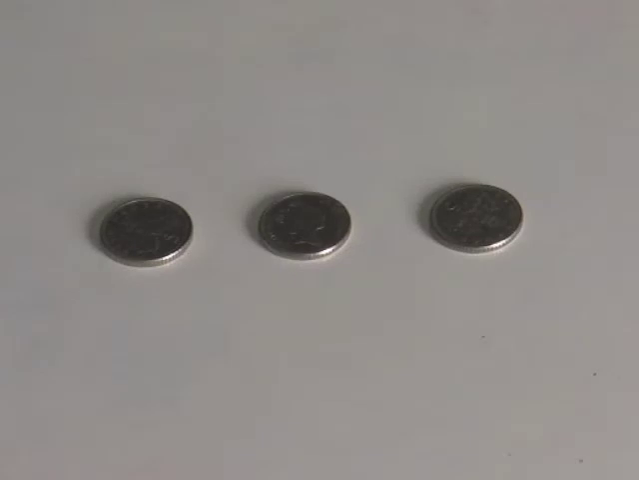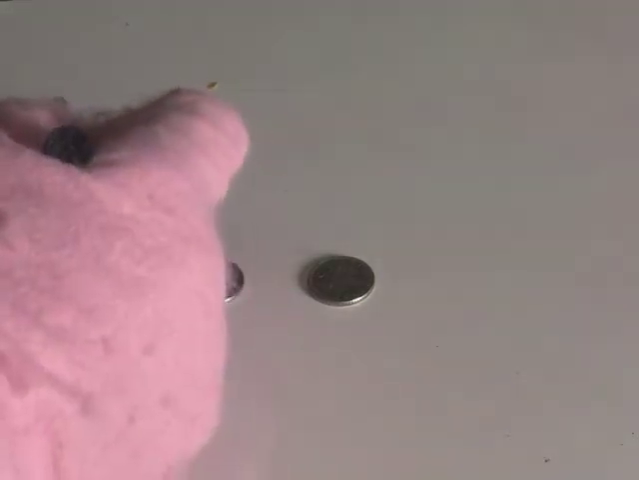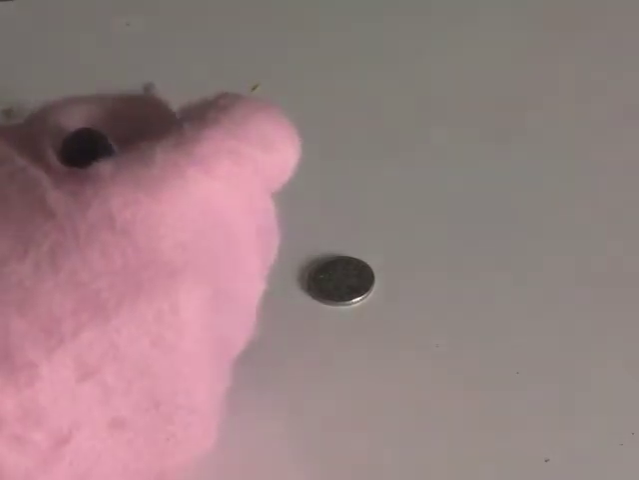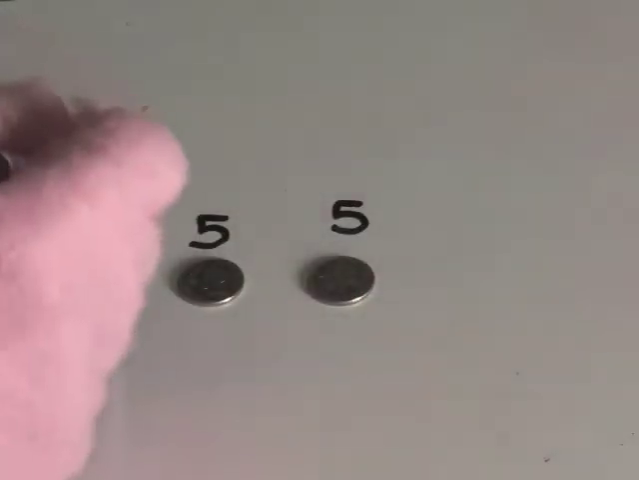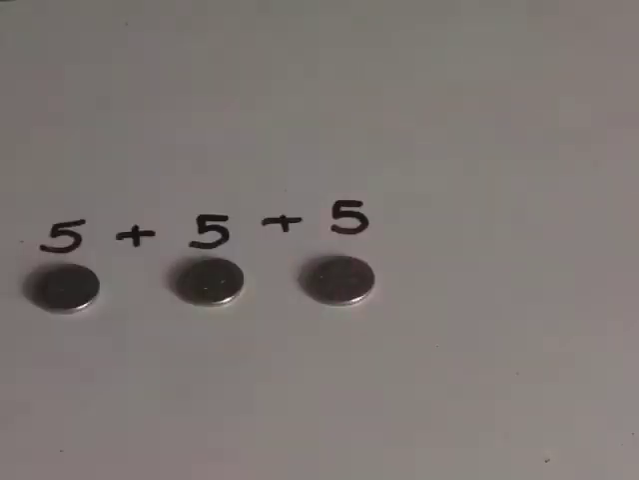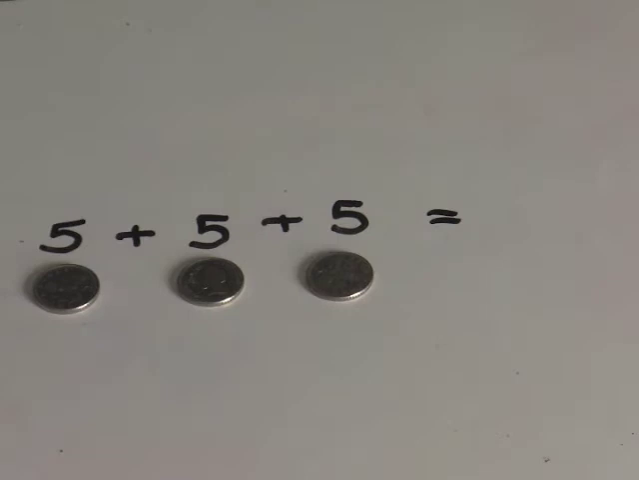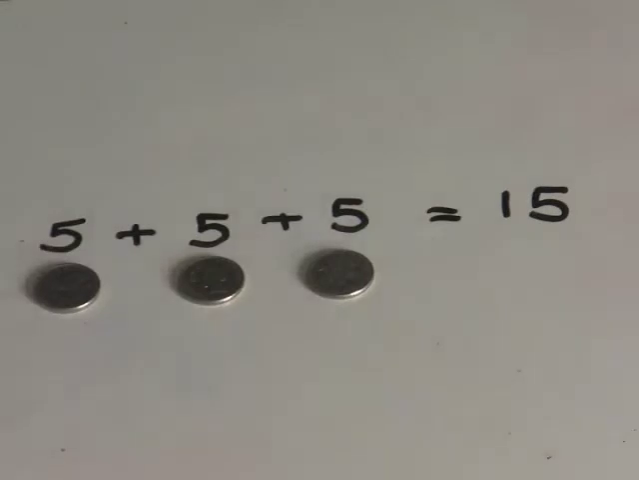Here I have 3 5p coins. So how many do I have all together? 5 and another 5 and then another 5. I'm now adding them together. So here are my addition symbols, my plus signs. 5 plus 5 plus 5. How many is that? 5, 10, 15. 5 plus 5 plus 5 is 15.